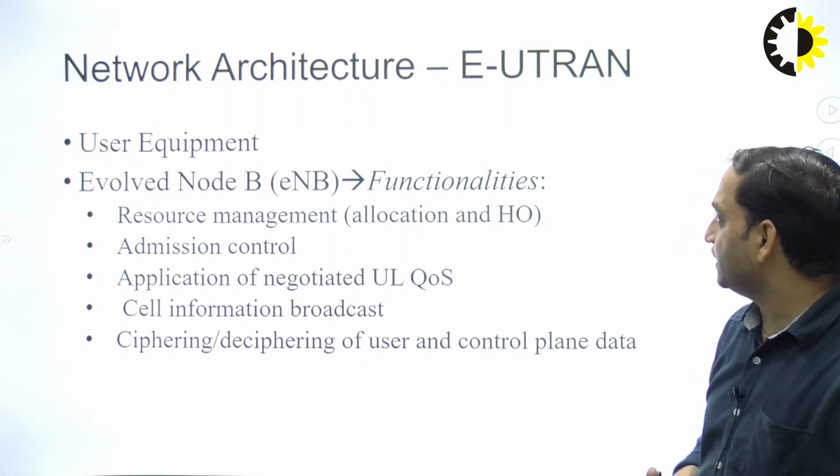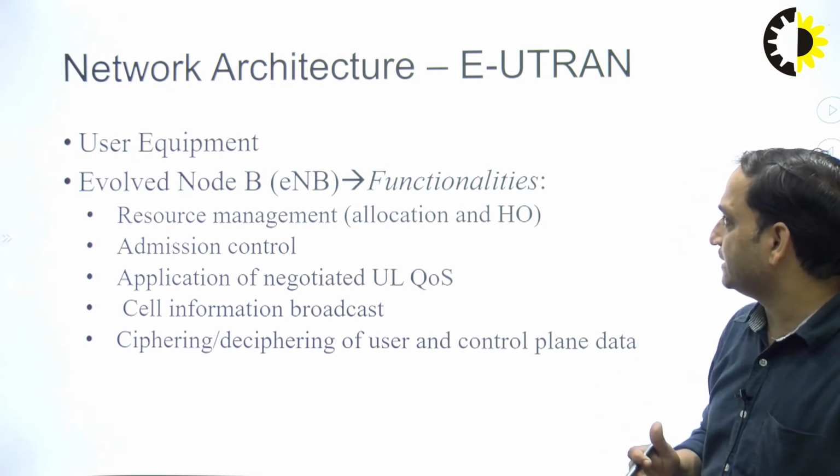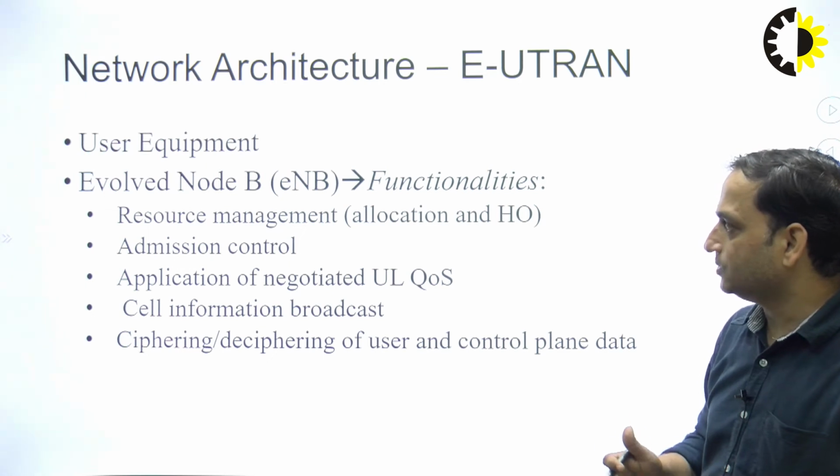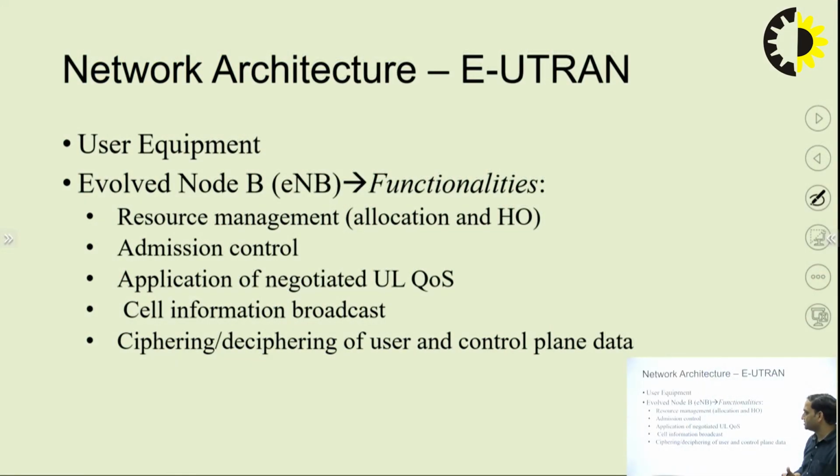In this network architecture, the E-UTRAN includes the user equipment and evolved E-Node Bs. Different functionalities are there for the E-Node Bs. User equipment is nothing but your mobile phone, your subscriber. These are the user equipment in the LTE system or the 4G network. Then we have the evolved E-Node B.